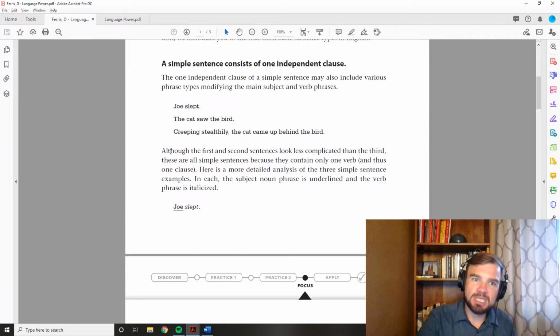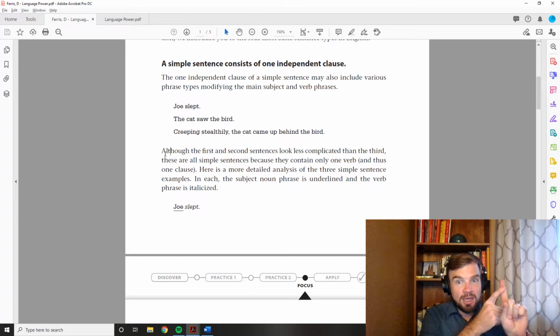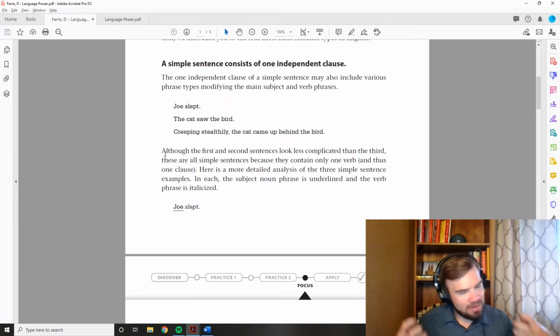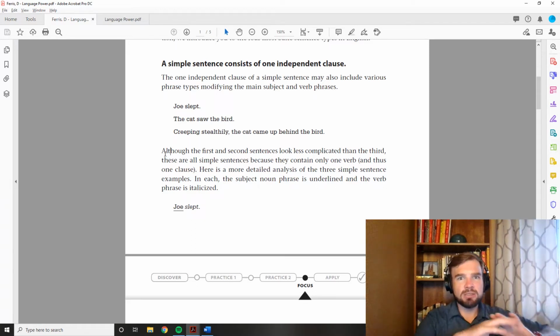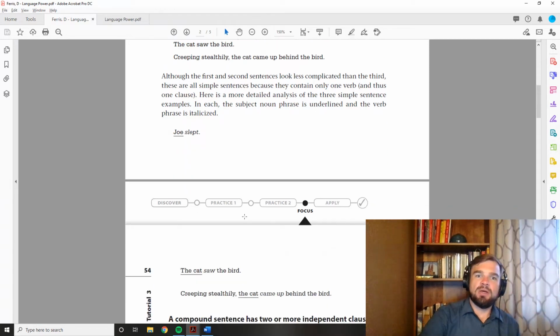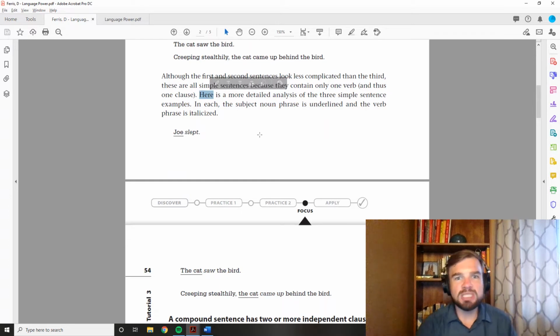As Professor Ferris explains, although the first and second sentences look less complicated than the third, they are still simple sentences because they contain 1 verb, right? 1 verb. And remember, if you've ever taken a grammar class, the verb is very, very important. The verb is very, very powerful in terms of making grammar in our sentences, right? So 1 verb, 1 subject, simple sentence. Then we say, here is a more detailed analysis of the 3 simple sentence examples.